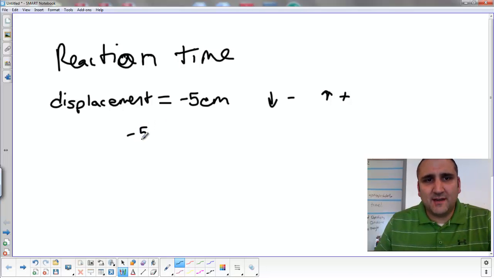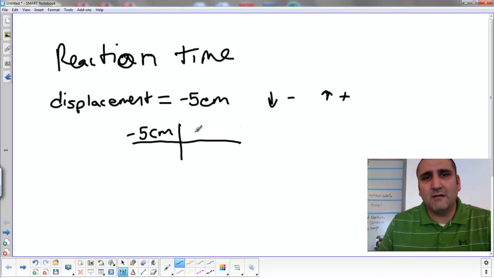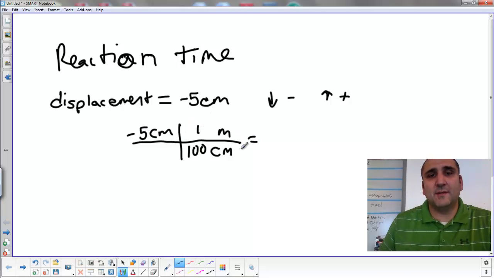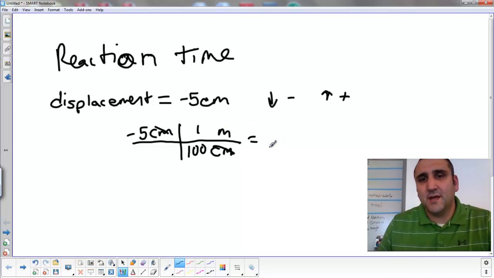So we're going to take that negative 5 centimeters, and we're going to do the old field goal posts, the train tracks, the kids call it. And we're going to say centimeters on top, so the centimeters have to go on bottom, meters on top, so 1 meter is 100 centimeters. And kids should know how to do this. Negative 5 times 1 divided by 100, the centimeters cancel, you're left with an answer in meters, and it would be negative 0.05 meters.